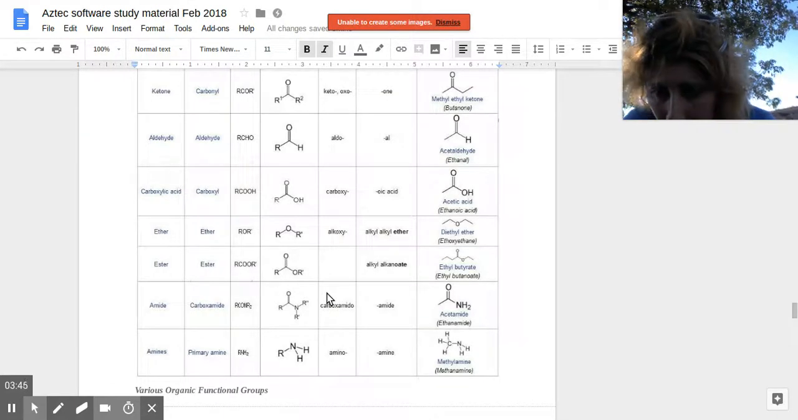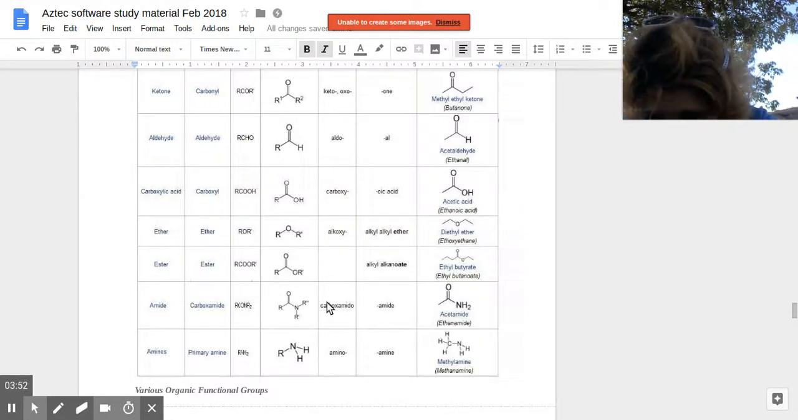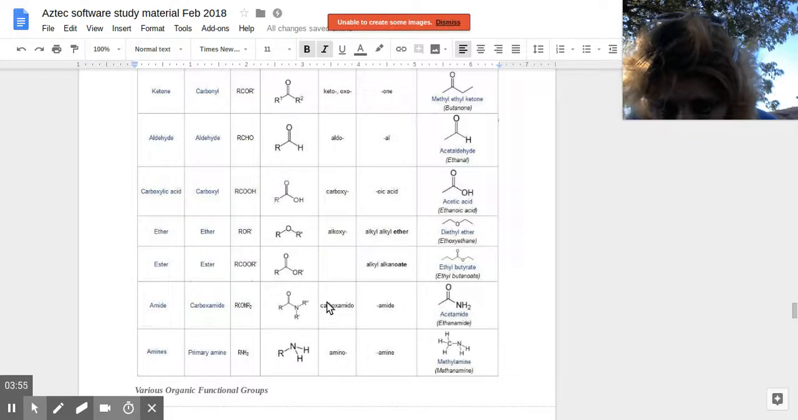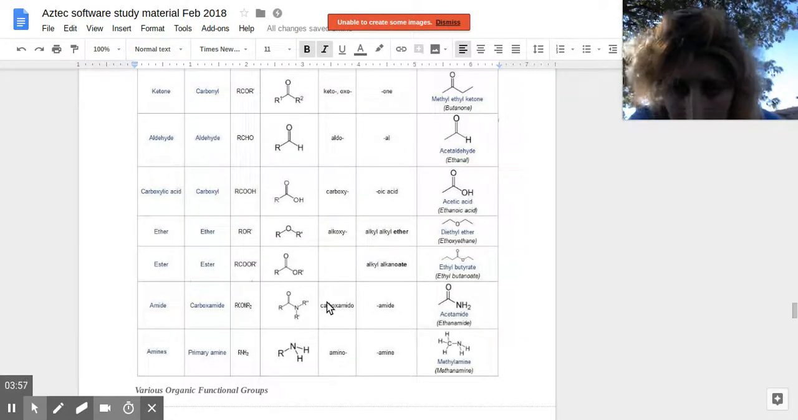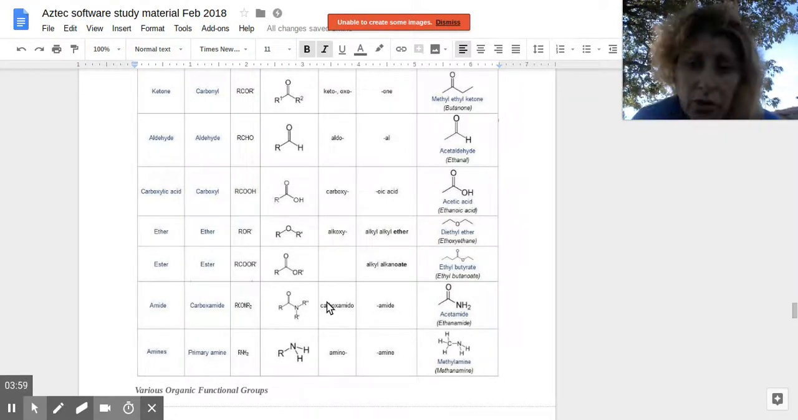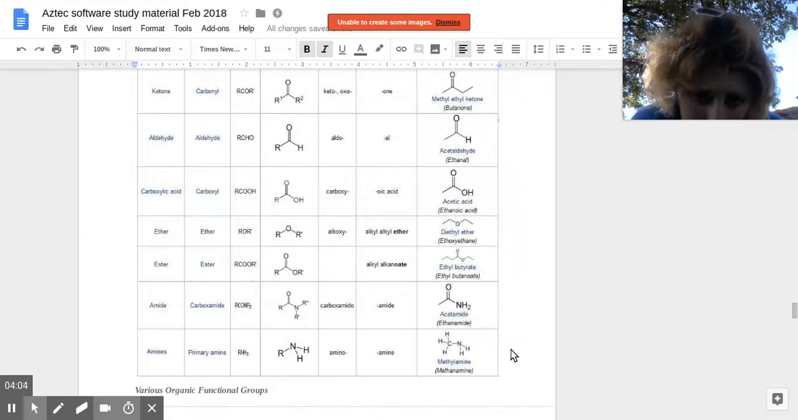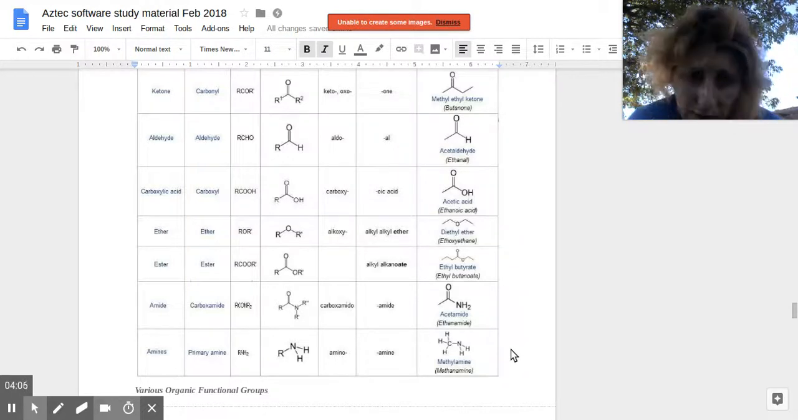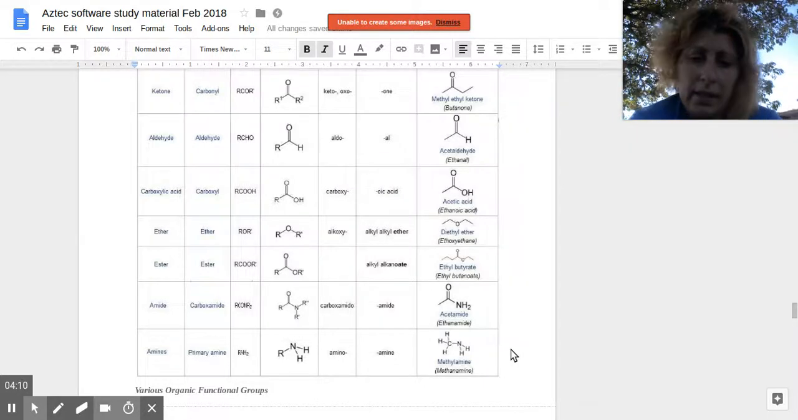And an amide is when you have an R group bound to a carbon, doubly bound to oxygen, then a nitrogen, and 2 additional R groups bound to the nitrogen. An example, acetamide. So you have a single carbon, then the other carbon bound doubly to an oxygen, and a nitrogen, an NH2 group.